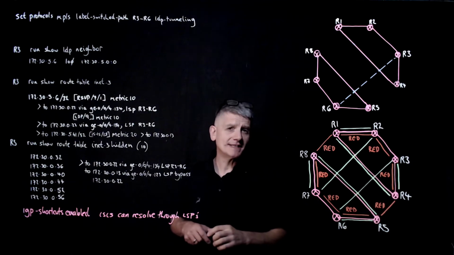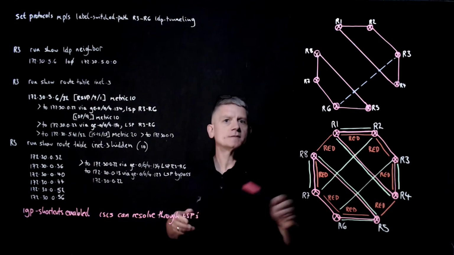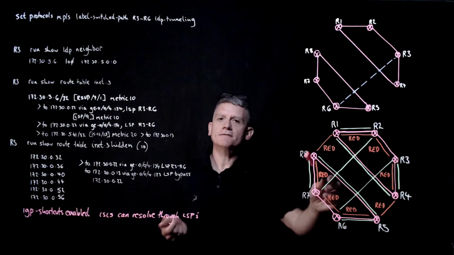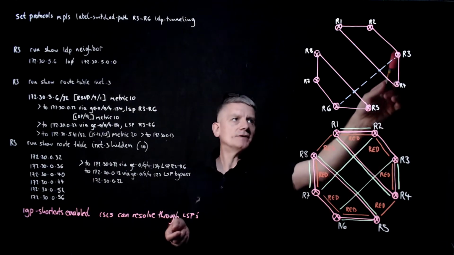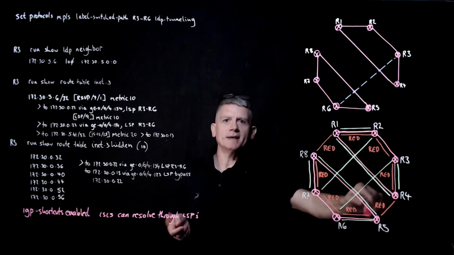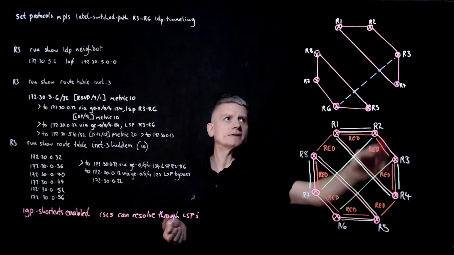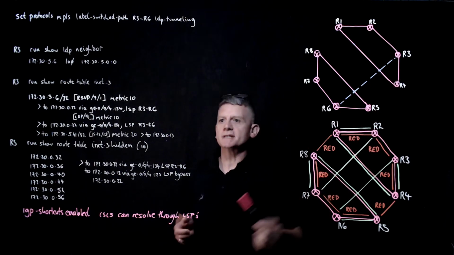And that can be pretty confusing because if you're expecting the LDP to follow the RSVP and you don't note that the RSVP is going a non-direct route, then this could take a little bit of time to debug in your mind.